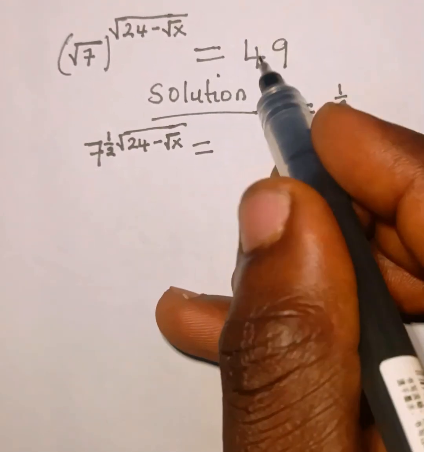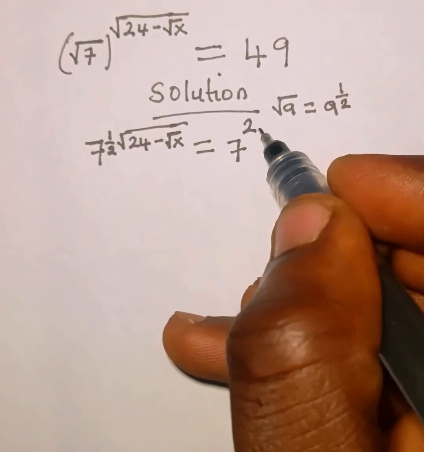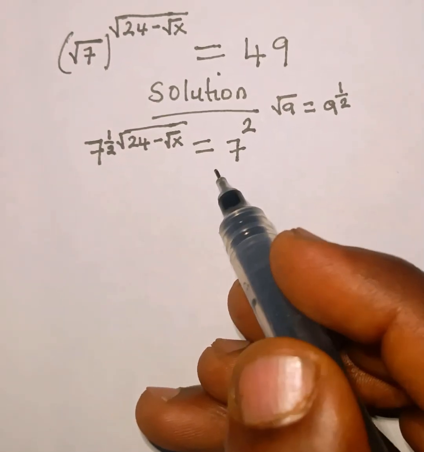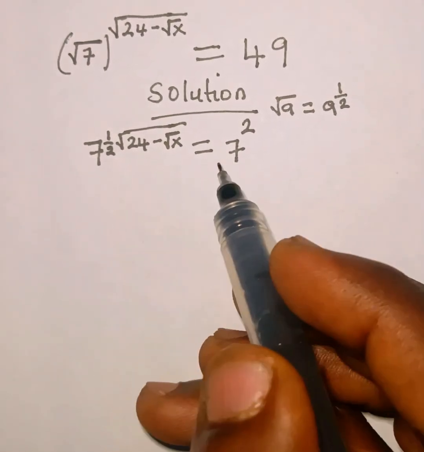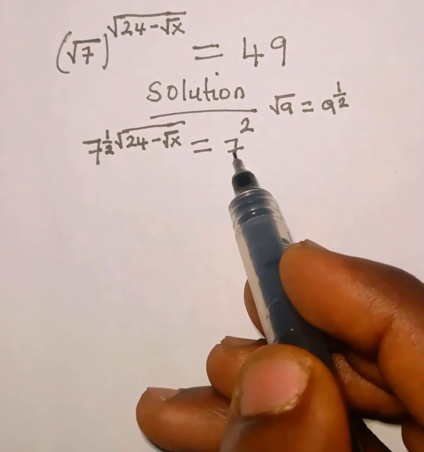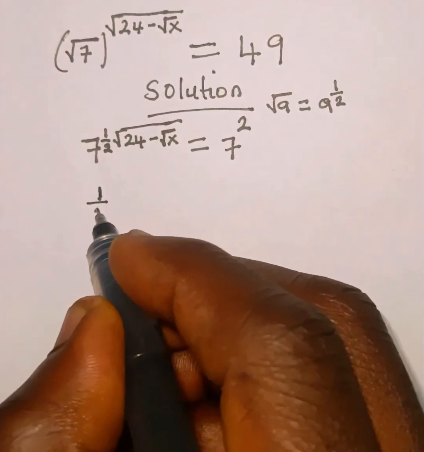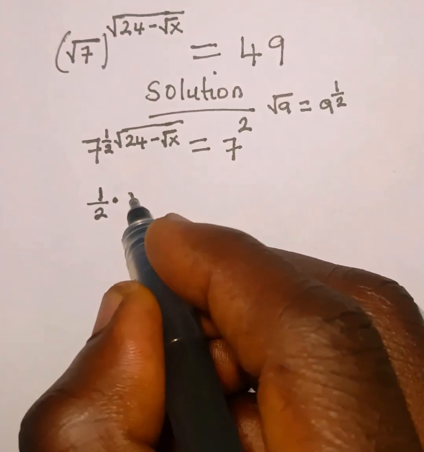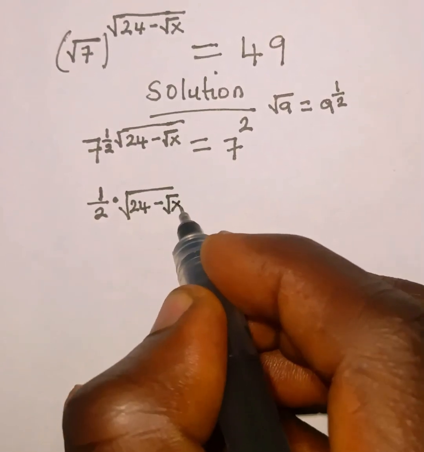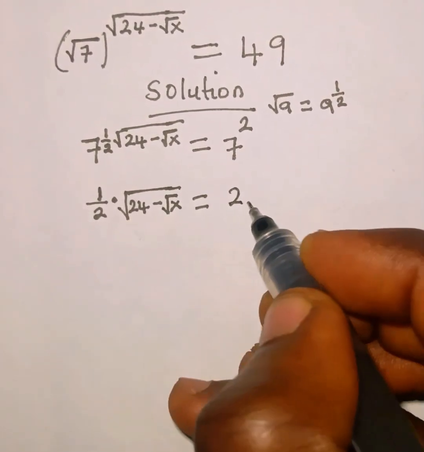this 49. In order to make the base the same, we can write this 49 as 7 raised to the power of 2, because when you multiply 7 by 7, it's going to give us 49. The next thing we're going to do is to recall that when we have the same bases, the power is also the same. Here we have base 7 and here is base 7. So we are going to equate the power. So the first power is 1 over 2 multiplied by square root of 24 minus square root of x. Then everything is equal to the second power on the right hand side, which is 2.